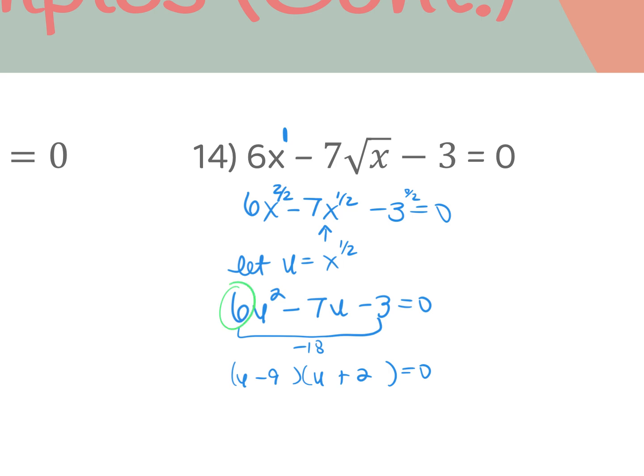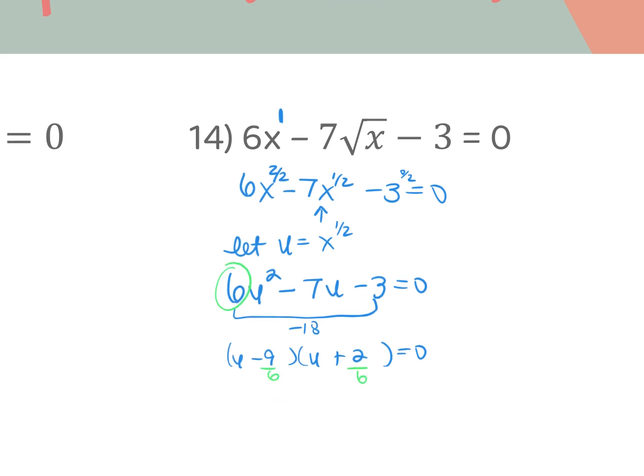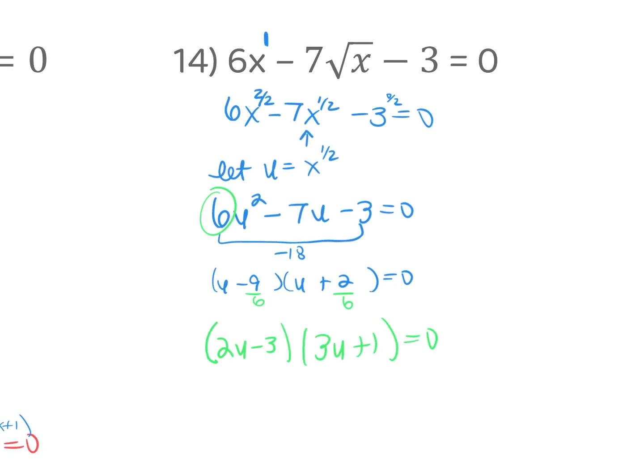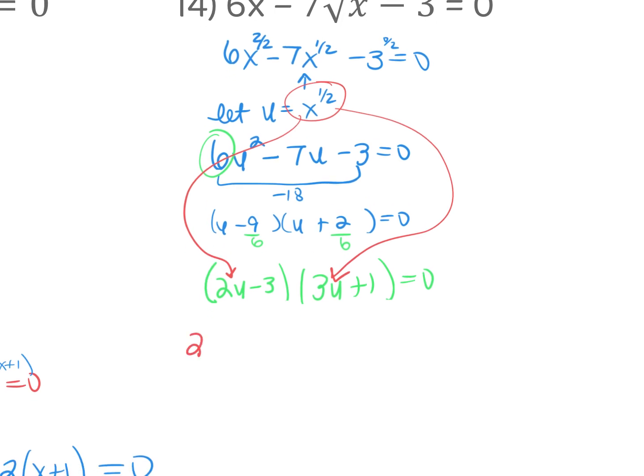Since my a term is not 1, I have to divide both of these by 6. So this is going to give me 2u minus 3 when we simplify, and 3u plus 1 when we simplify. And then I'm going to take this and plug it in here and here and solve. So I have 2x to the 1/2 minus 3 equals 0. I have 3x to the 1/2 plus 1 equals 0.